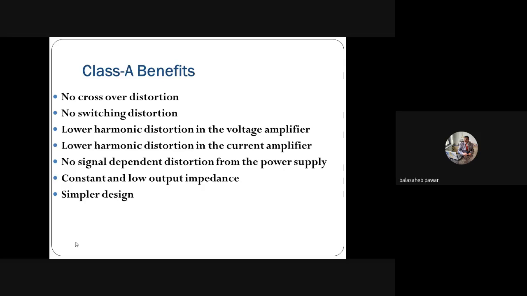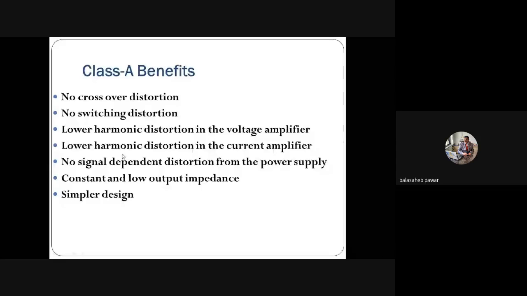And you are already familiar with class C. Over there also it will turn on for a very small time duration and will remain off for a long time duration. That means the conduction angle is less than 180 degrees. So excluding class A, there is a switching action, and that's why some distortions get added. So what is the benefit of class A? No switching distortion. Low harmonic distortion, whether class A is configured as a voltage amplifier or a current amplifier. So the harmonic distortions are less.